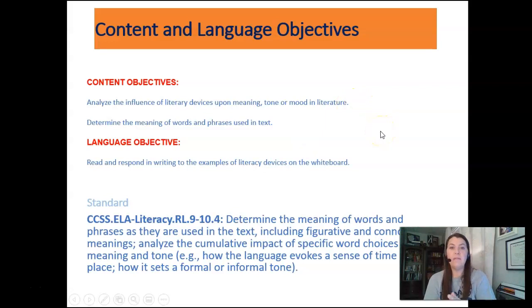So our objectives for this particular unit are to analyze the influences of literary devices upon meaning, tone, or mood in literature, and then to determine the meaning of those words and phrases that are used in the text. We want to read and respond in writing to examples of literary devices, either on the whiteboard in CC or even in your quizzes and your assignments in the course.